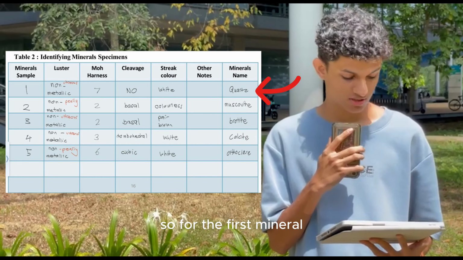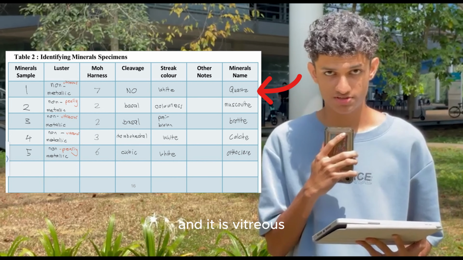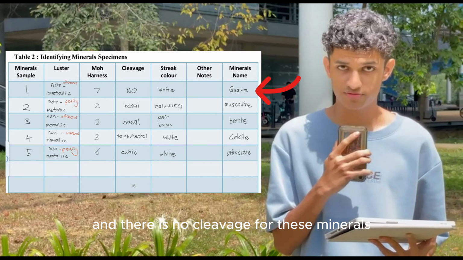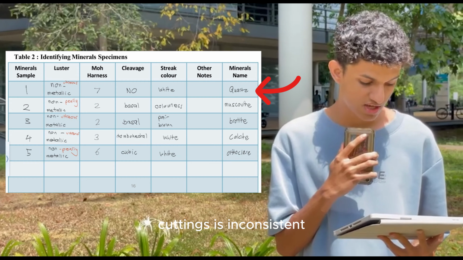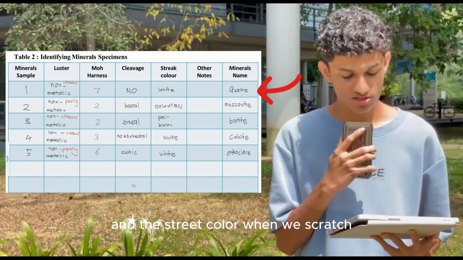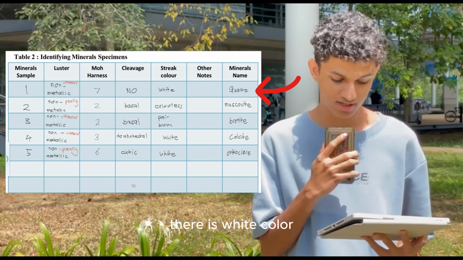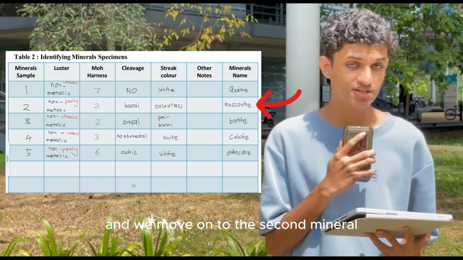So for the first mineral, the luster is non-metallic and it is vitreous. And for the Mohs hardness scale, it is 7. And there is no cleavage for this mineral because the cuttings are inconsistent. And the streak color, when we scratch the mineral on the porcelain plate, is white. This mineral is quartz. And we move on to the second mineral.